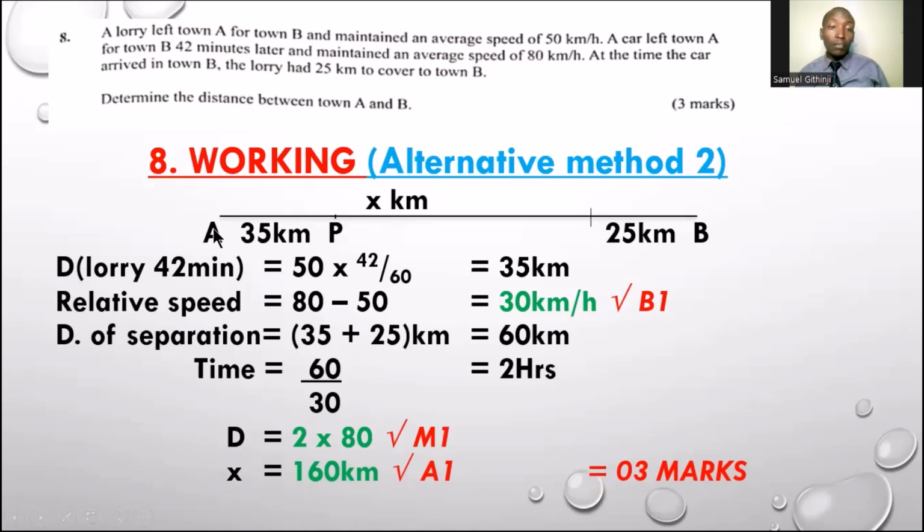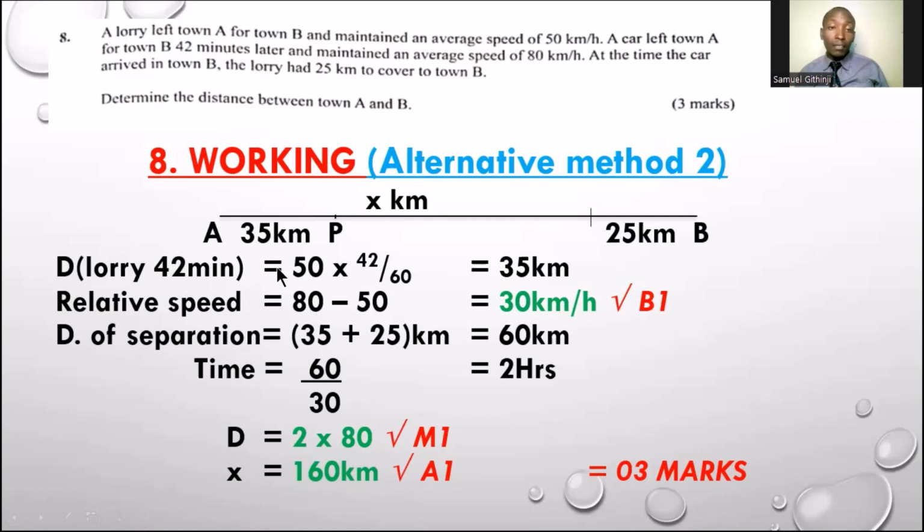As we did with the first alternative, we can do A to P, the distance the road had covered before the car started, just like we did the 35 kilometers. Now, we approach this question using what is called the relative speed. What is the relative speed?